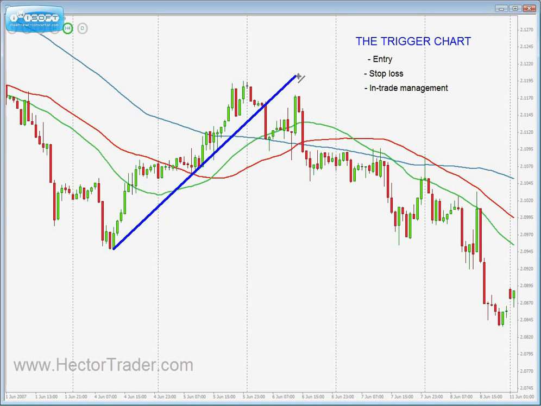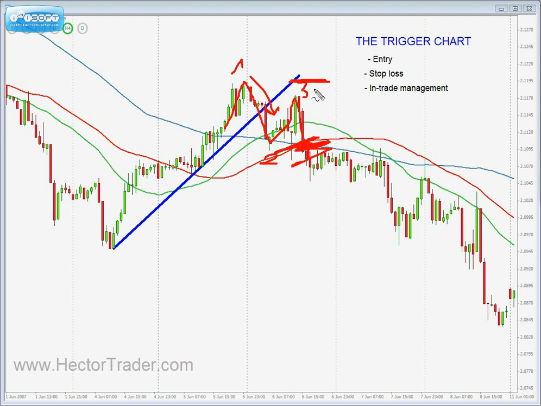Our entry, well, in this case, it came in the shape of a 1, 2, 3 formation. Okay, this being the aspect number 1, this being the aspect number 2, and this being the aspect number 3, with a retracement trendline breakout. Our short entry would have been there, and that would have been our stop loss. But don't worry, guys, you are gonna learn all about 1, 2, 3 formations in the chapter that you are now at.